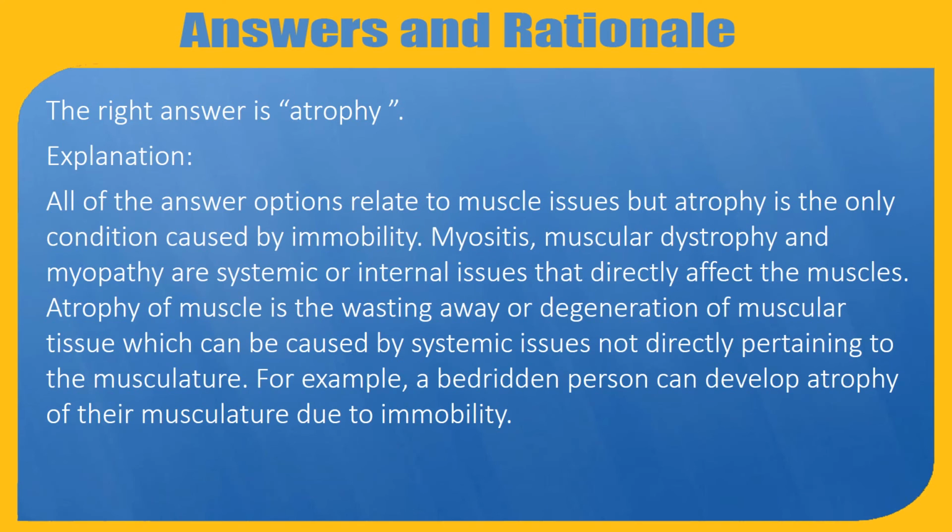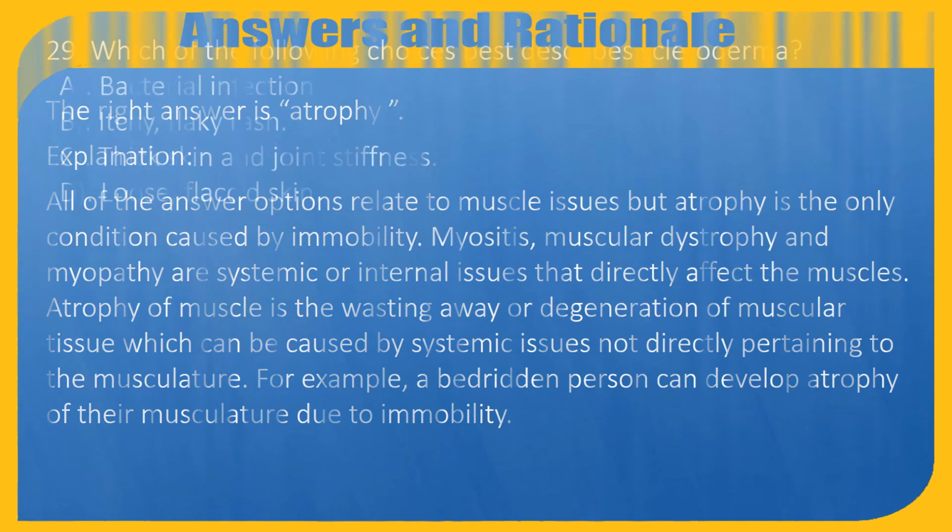Myositis, muscular dystrophy and myopathy are systemic or internal issues that directly affect the muscles. Atrophy of muscle is the wasting away or degeneration of muscular tissue which can be caused by systemic issues not directly pertaining to the musculature. For example, a bedridden person can develop atrophy of their musculature due to immobility.